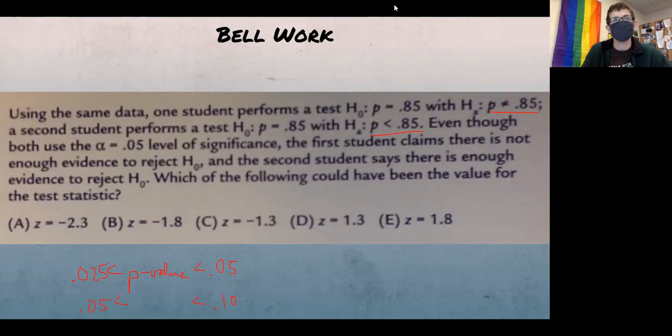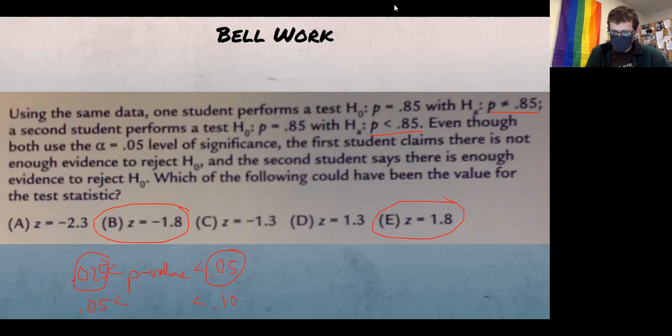Okay, so if that makes sense, we know the range has to be between these two numbers. And so now we want to figure out which of these z-scores give us a p-value between the range. It turns out that negative 1.8 and 1.8 are the same thing, right? You're going to get the same z-score. So now we need to figure out, should it be a negative or a positive?